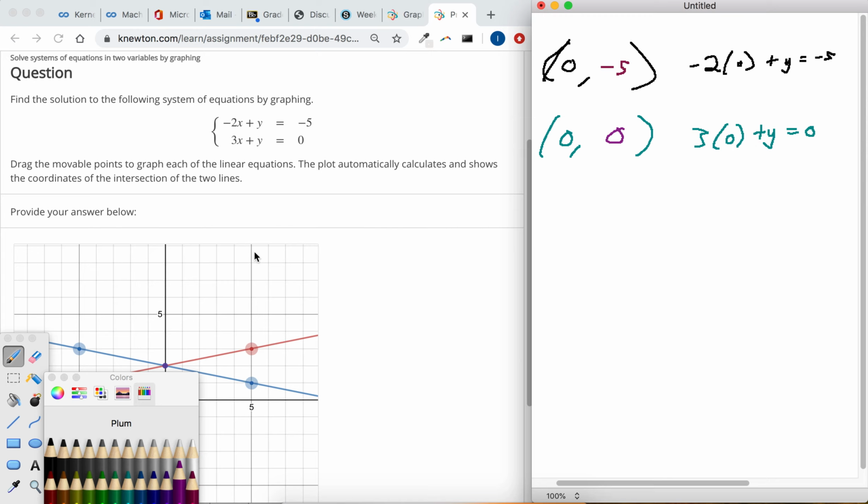Okay? So we need 2 points to graph a linear equation, though, so we got to go get another possible point. I should stay consistent with my colors. Let's plug in a 0 in for y in that top equation. So -2x plus 0 equals -5. Yeah, -5. So that means x is going to be 5 over 2 when you simplify, or 2.5. And then with this bottom equation, if you plug in 0 for y, you're going to get 3x plus 0 equals 0. So that means x is also going to be 0.